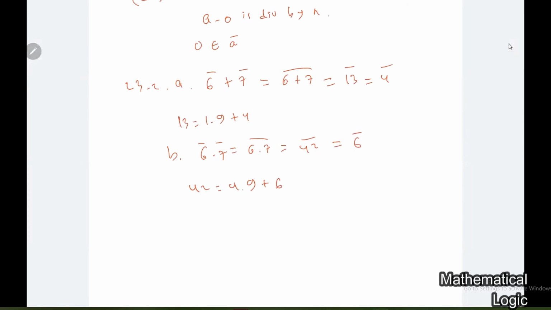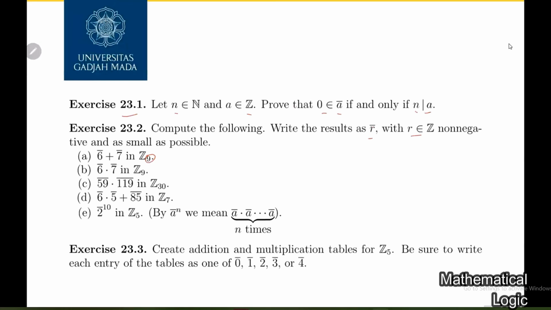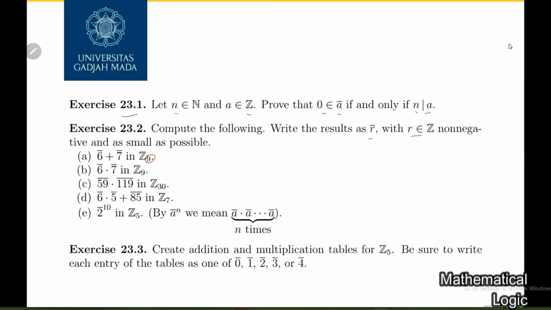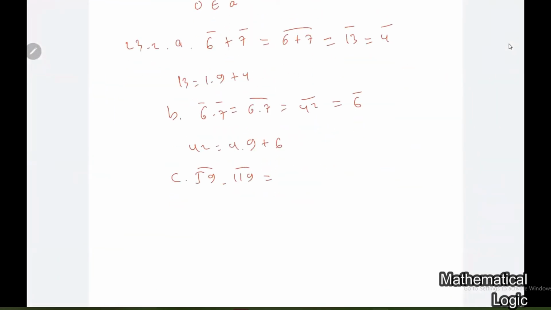Very easy, right? And then C, you have 59 times 119 in Z30. If you deal with a large number, you try to simplify it first. 59 is 1 times 30 plus 29, so this one will be 29 bar. Or if you want to make it smaller, you also can do 2 times 30 plus minus 1, so this one is equal to minus 1 bar.